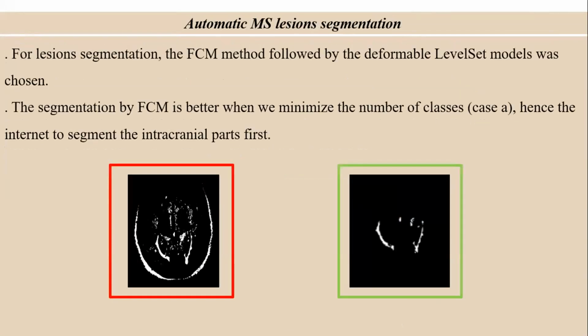For lesion segmentation, the FCM method followed by the deformable level set model was chosen. The segmentation by FCM is better when we minimize the number of classes, which in this case has the interest to segment the intracranial part first. So here we have a segmentation with 6 classes, and here we have a segmentation with just 2 classes, and this is better.